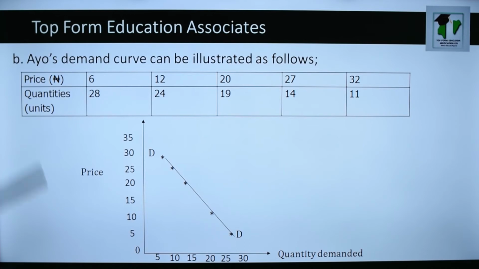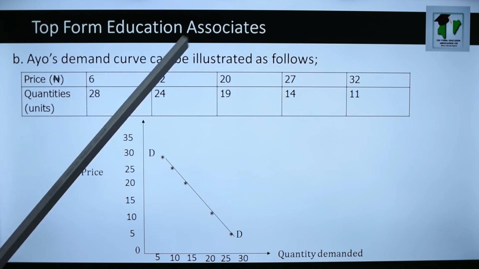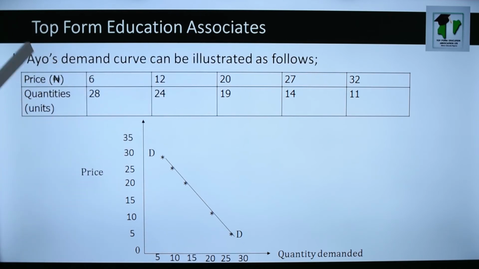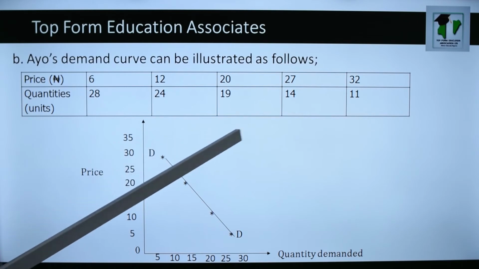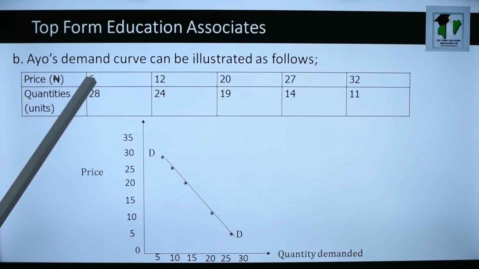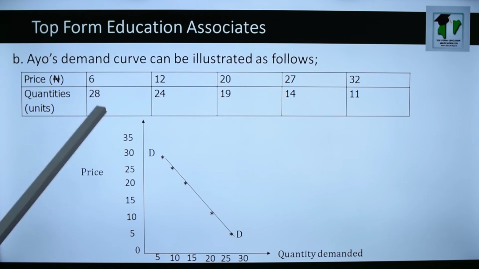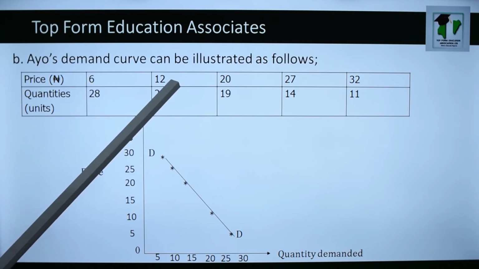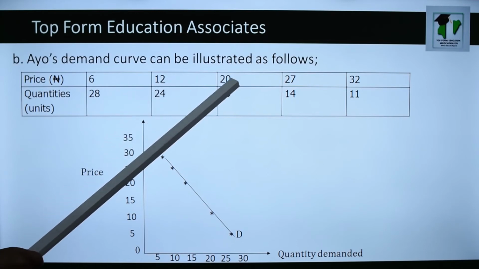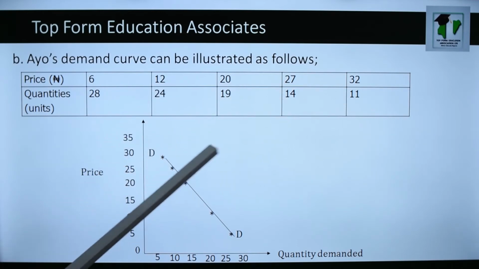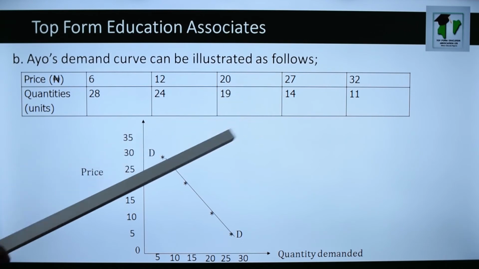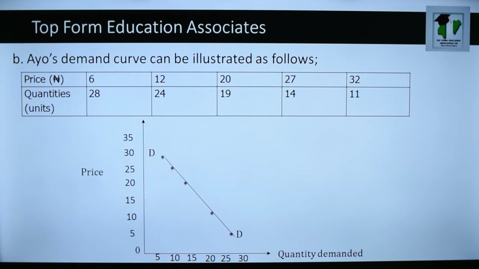Question B says, draw IO's demand curve. It says, IO's demand curve can be illustrated as follows. These ones are gotten from our calculations. The prices we are given. When the price is 6 naira, quantity demanded 28. From our calculations, when the price is 12, this one is 24. When the price is 20, this, and so on. And then from there, we are asked to illustrate it diagrammatically. When you represent this one, it is called demand schedule. If you represent it in a diagram, we call it demand curve.